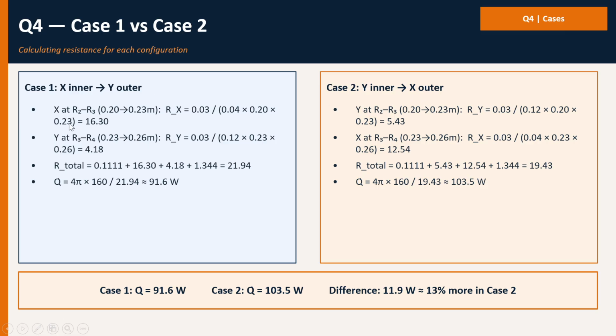Starting with case 1, first we found Rx and Ry, and then adding everything we get the total resistance. We also added R steel and R convection, which I found earlier. Then we get the heat loss, which is 91.6 watts here. For case 2, similarly, the total resistance is 19.43 and Q equals 103.5 watts. So clearly the difference is 11.9 watts, 13% more in case 2.